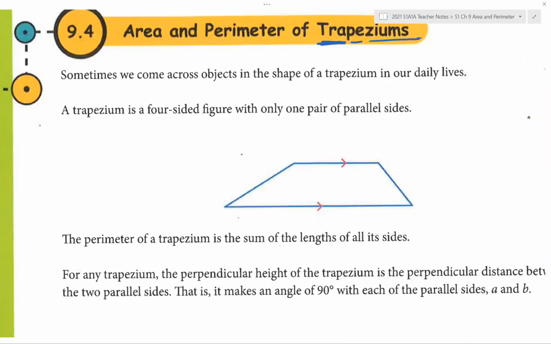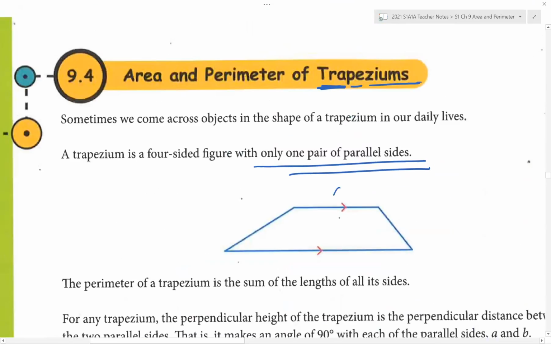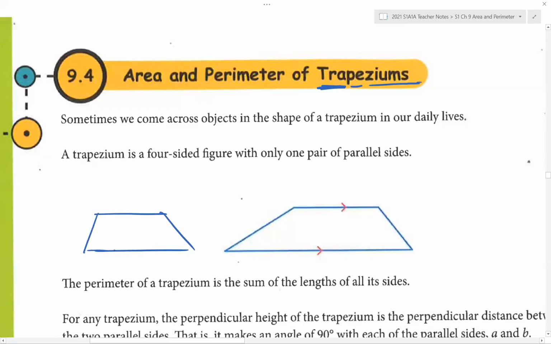Now, this is a four-sided figure with only one pair of parallel sides. Can you identify where the parallel sides are? Can you see it? Parallel with a little arrowhead, right? See the arrowheads over here, implying that they are parallel lines. So as long as it is a four-sided figure with one pair of parallel sides, it is called a trapezium. How do you think we can find out the area of the trapezium?